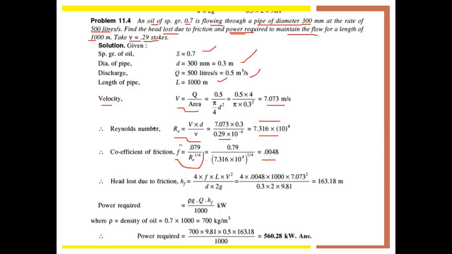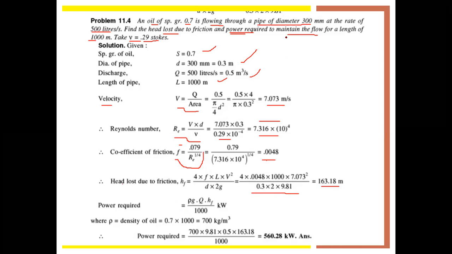Then what is the thing you have to find? Find the head loss. Therefore, the head loss due to the friction, HF is equal to 4 into F into L into V square by D into 2G. Then after substituting all the values here, we are getting the value is 163.18 meter.